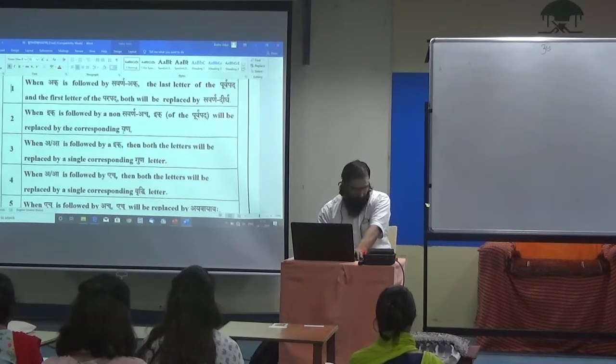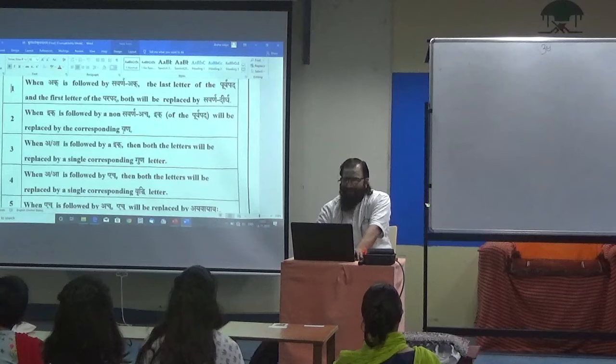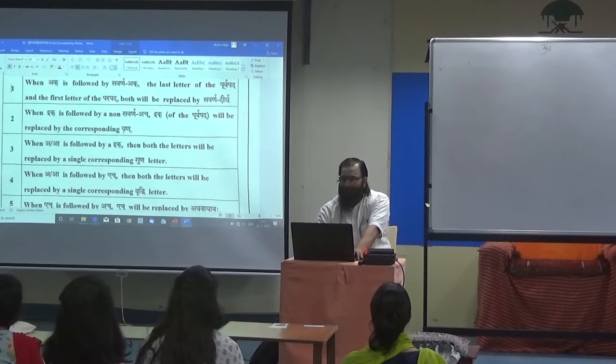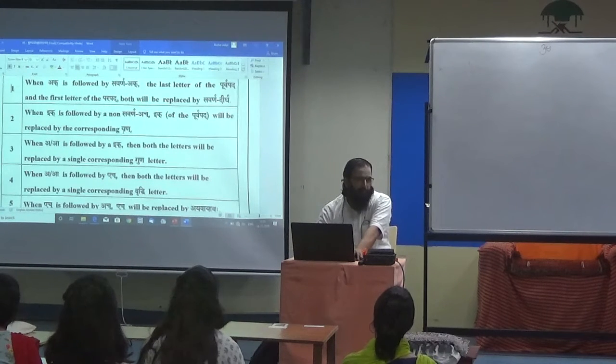What is a Sandhi? Close proximity of letters. And the resultant change also is called a Sandhi. The change is called Karya. So Sandhi Karya is also called Sandhi. Close proximity and resultant change, both are called Sandhi. Right? Now different types of Sandhis are there. We are seeing only Swara Sandhi.